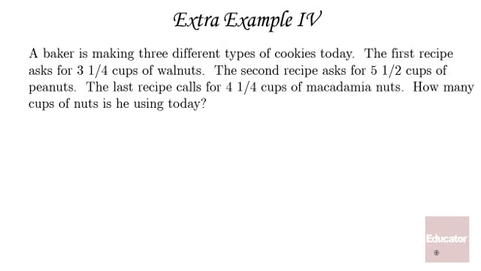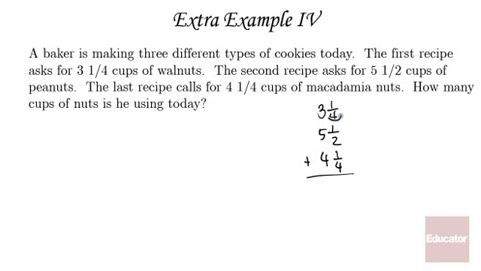A baker is making 3 different types of cookies today. The first recipe asks for 3 1/4 cups of walnuts. The second recipe asks for 5 1/2 cups of peanuts. The last recipe calls for 4 1/4 cups of macadamia nuts. How many cups of nuts is he using today? So that means I'm going to be adding up all of these cups to find the total amount that he'll be putting into his recipes.